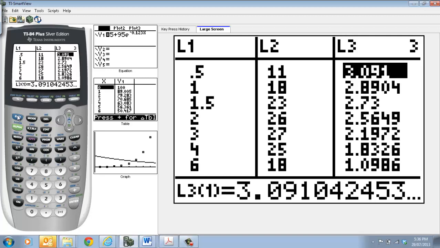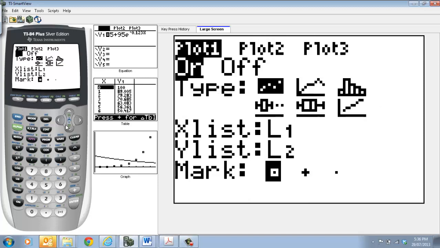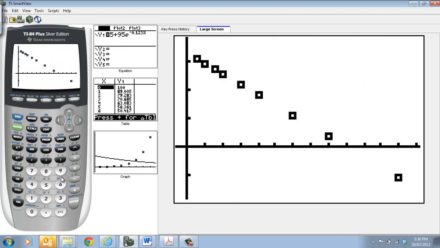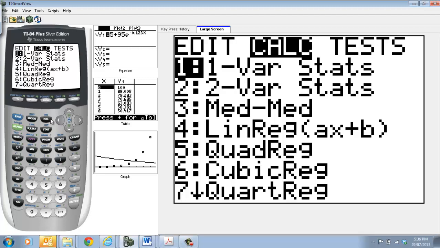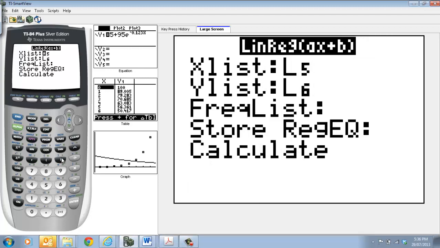So what we need to now do is simply graph that data, try and find a linear representation of that. So we're going to change our graph to be list number 3. I'm going to do the same process again. Go to our zoom button, zoom 9, and you can see it's a nice straight line. So if we go to our stat button, we can actually work out what the equation of that line is by going down to number 4. We're using our list number 1 and list number 3, and I'm going to store that.